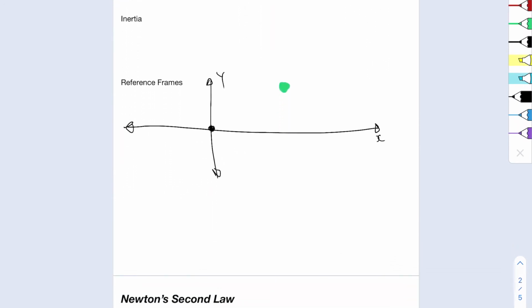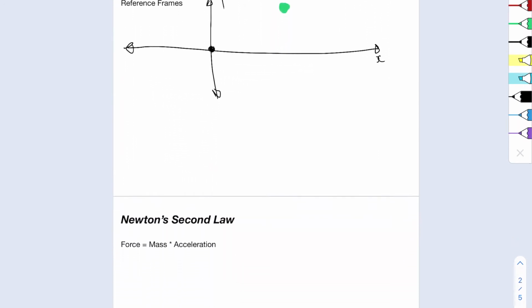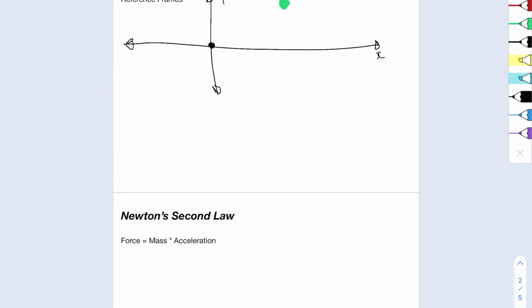So moving on, we have Newton's second law. Newton's second law tells us that force is equal to mass times acceleration. To put that in more mathematical notation, the sum of the forces, that's a poorly drawn sigma, on an object is equal to its mass times its acceleration, and both acceleration and the net force are vectors.